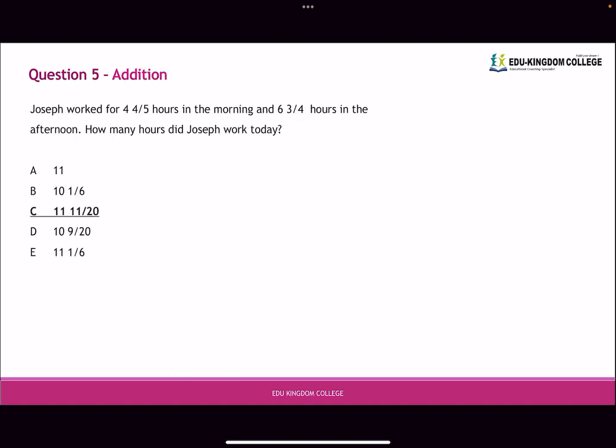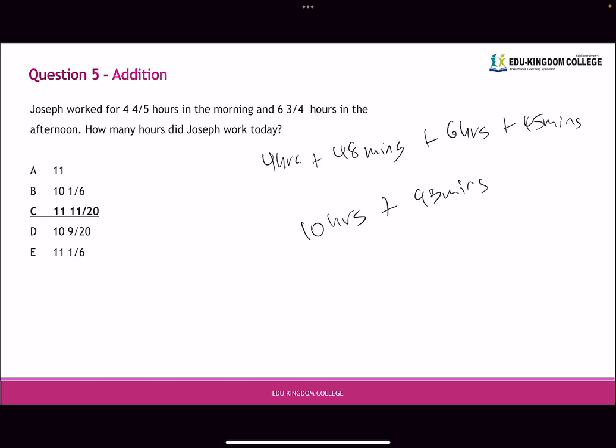Now, question 5, we have an addition question. Joseph works for 4 4/5 of an hour. 1/5 of 60 minutes is 12 minutes. So 4 hours plus 4/5 means 4 times 12, so 48 minutes, plus 6 hours and then plus 45 minutes. 3/4 of an hour is 45 minutes. So that's going to be 10 hours plus 93 minutes. 93 minutes is 1 hour and 33 minutes. So in total, it's going to be 11 hours plus 33 minutes.